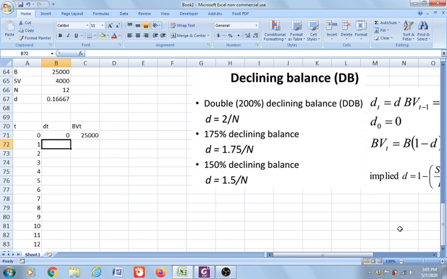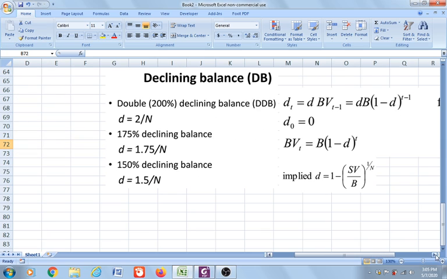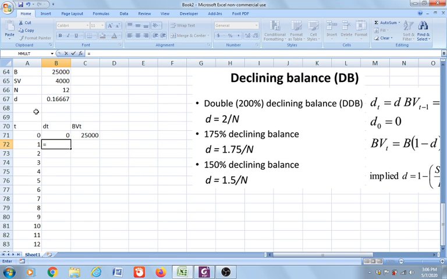And what is DT? DT is D times B times (1 minus D) to the power of T minus 1. That's the depreciation charge in year T.